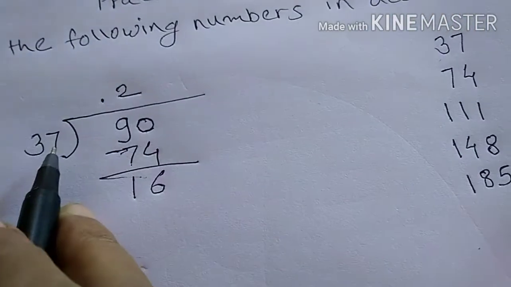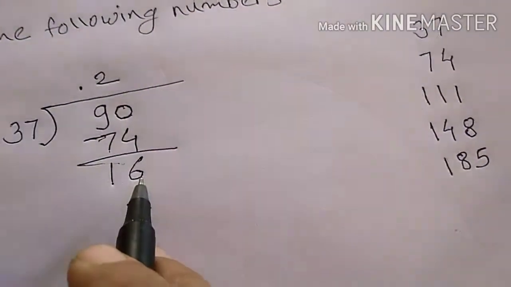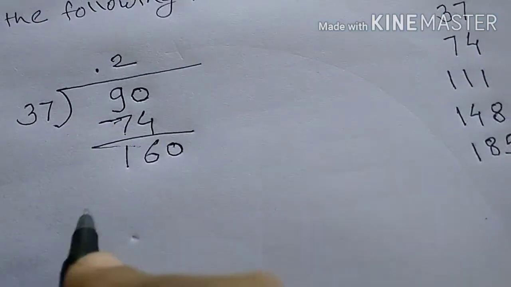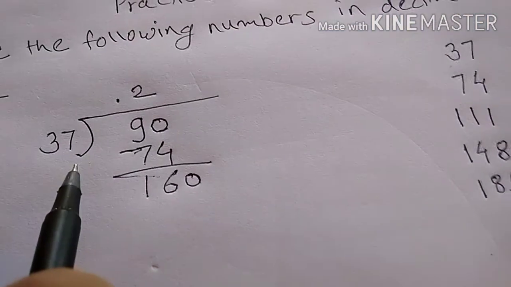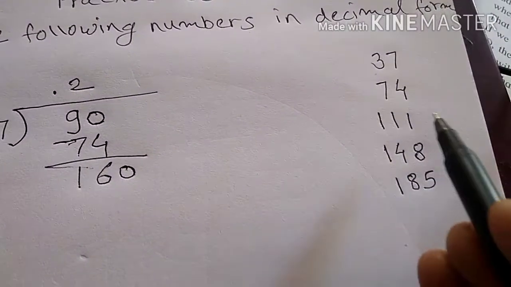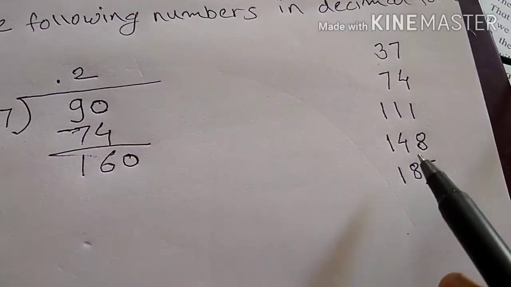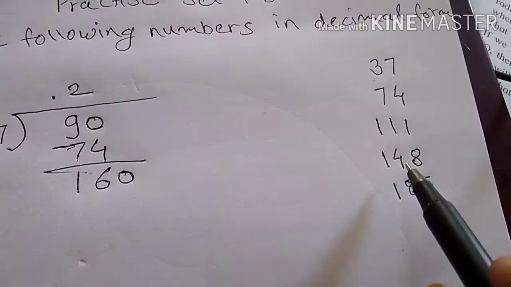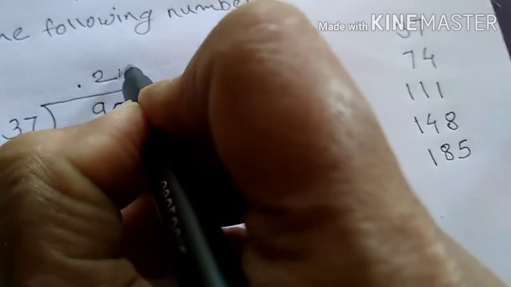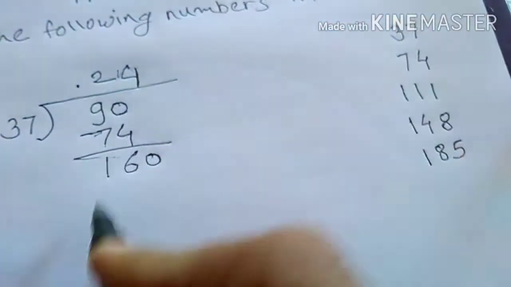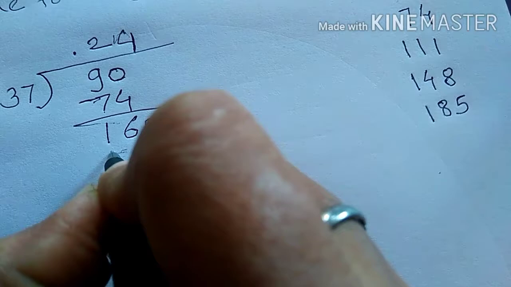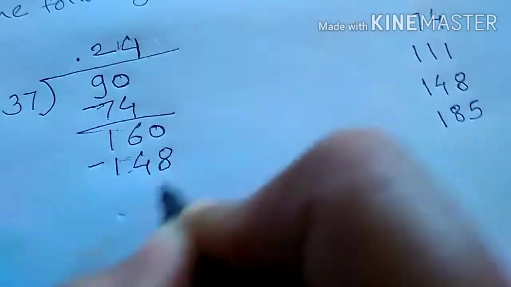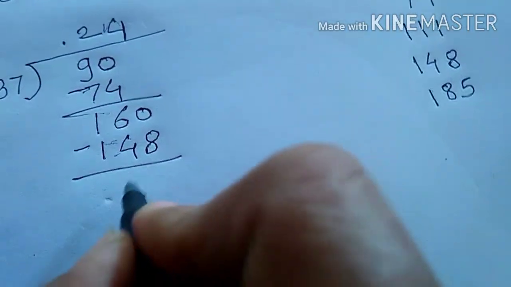Then again 37 can't divide 16. So here write 0 in front of it. 160. Again see the table of 37. 37, 74, 111, 148 and 185. So we can divide 37 into 4. So write the number 4. 37 into 4 is 148. Here is a division and remainder is 12.